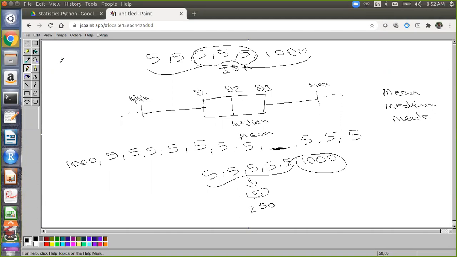Suppose you have one feature, gender: male, female, male, female, male, female. For this you cannot plot a box plot. Yes, that was my question. So box plots can only be plotted for numerical data, not for categorical data.